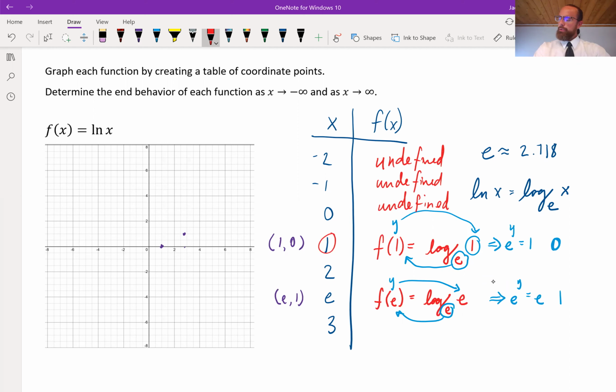2 had the output of 0.693. I can plot that. That's roughly there, just above 1. And then 3 had the output of 1.099. And let's graph that.